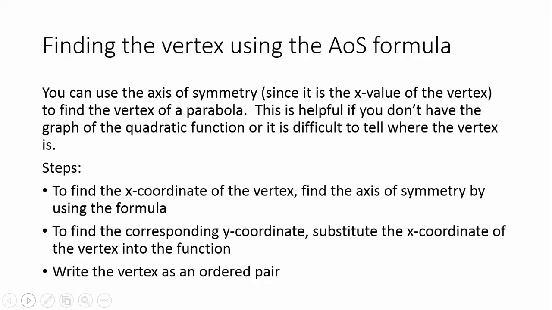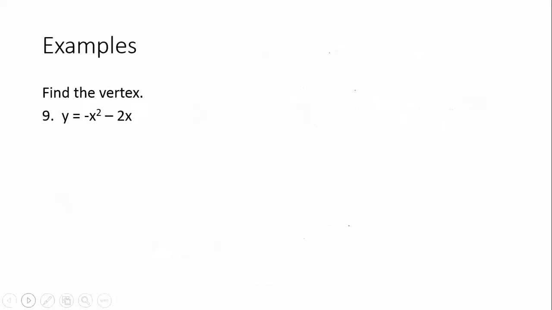So the steps are, we're going to first find the x-coordinate of the vertex, or essentially we're finding the axis of symmetry. Then we're going to plug that number in to find the corresponding y-coordinate and write the vertex as an ordered pair. So in the previous lesson, when we were finding the vertex, we were literally just picking it right off the graph, but now we don't have the graph. So we need to find the vertex. The first thing you have to do is find the axis of symmetry. And that's with the formula.